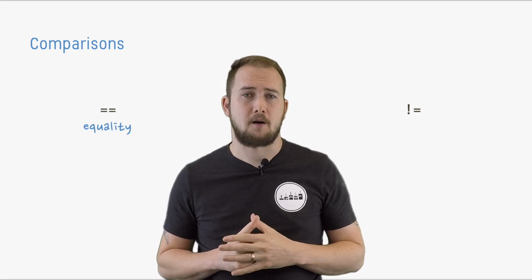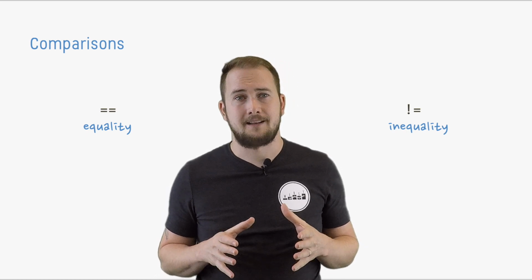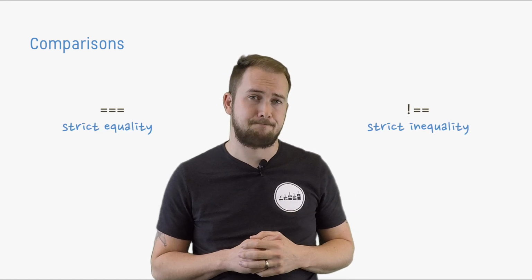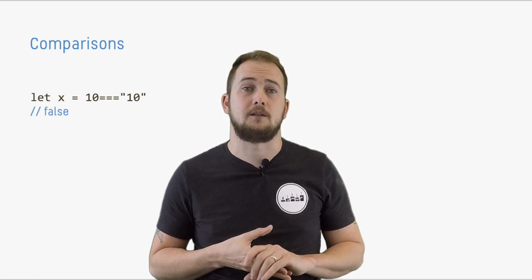To compare two values in JavaScript, we can use a double equals to check for equality, or exclamation mark equals to check for inequality. These compare the values of the variables and ignore the data type, so the expression 10 as a string double equals 10 as a number will evaluate to true. To compare both value and type, we use triple equals or exclamation double equals, which gives us a strict comparison. The expression 10 as a string triple equals 10 as a number will evaluate to false, because although the values could be interpreted as the same, the data types are different.